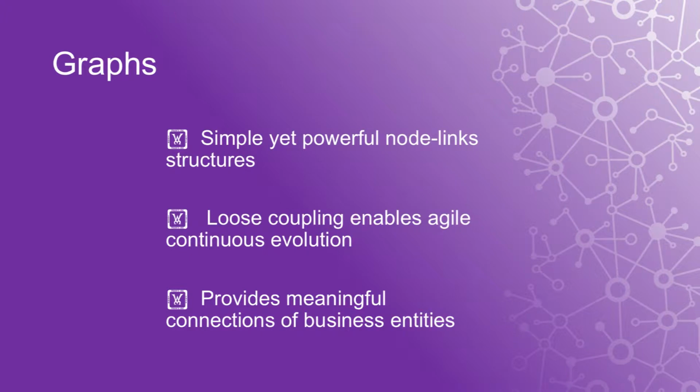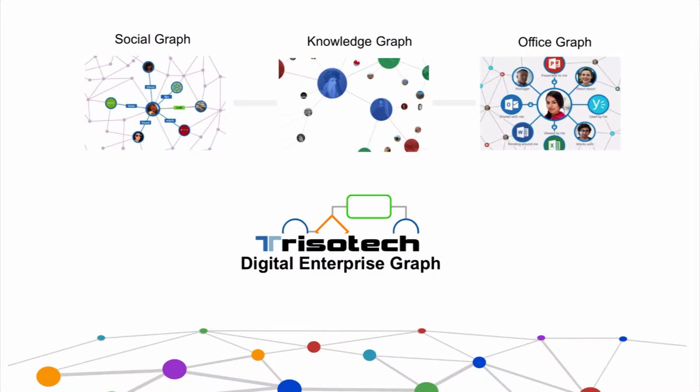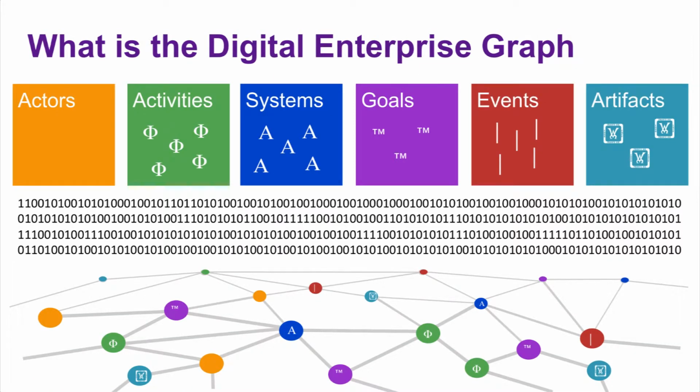We propose that graph is a good way to do that. A graph is a simple yet really powerful node-link structure that enables loose coupling between entities. This provides us with meaningful connections between all the different business elements. Some graph technologies already in use that you may be aware of are the social graph from Facebook, the knowledge graph from Google, the office graph from Office, which is just recently coming out, and now today I'm introducing the digital enterprise graph from Trisotech.